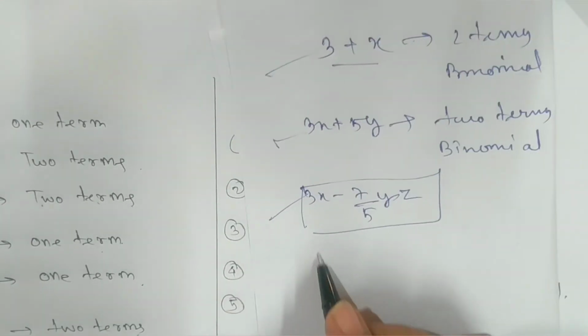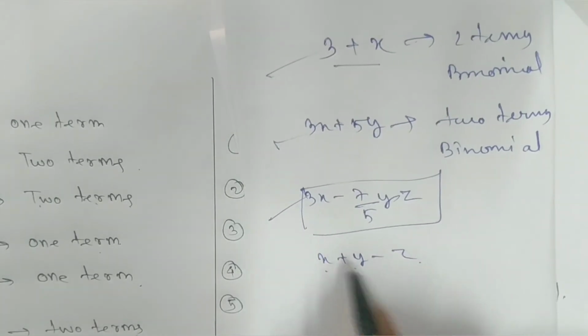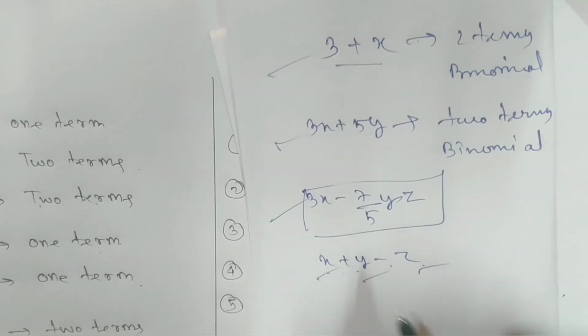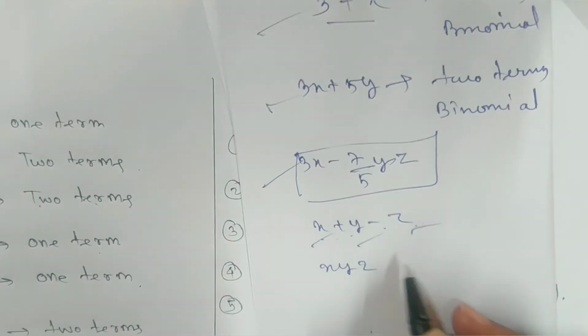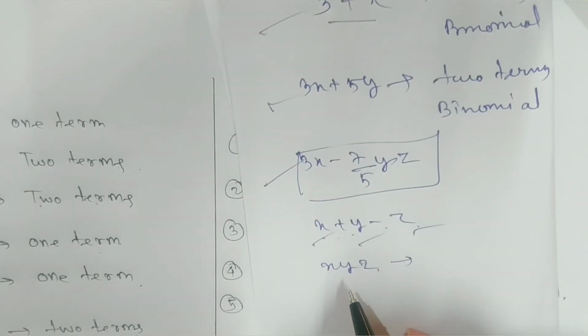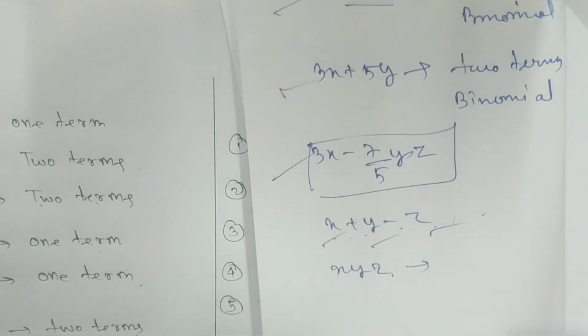Now if I take here x plus y minus z, how many terms are there? See, they are separated by plus and minus. Here we have 1, 2, 3 terms. So if I take xyz, how many terms? One term. What we call monomial. What we call this one? Trinomial. Now one more question for you people.